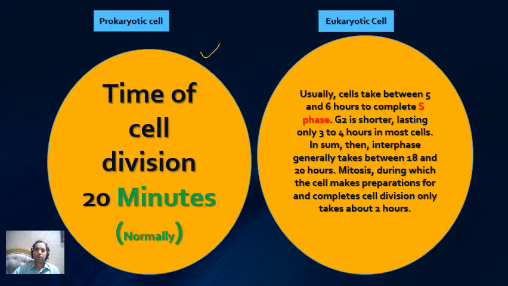Next is the actual time when the cell divides into two. Normally in bacterial cell it is 20 minutes if conditions are favorable, and in eukaryotic cell it depends upon the cell division. It is 5 to 6 hours to complete the S synthesis phase, when DNA is copied from DNA, and then it is followed by 2 to 3 hours, and ultimately it takes 18 to 20 hours to complete the cell division.